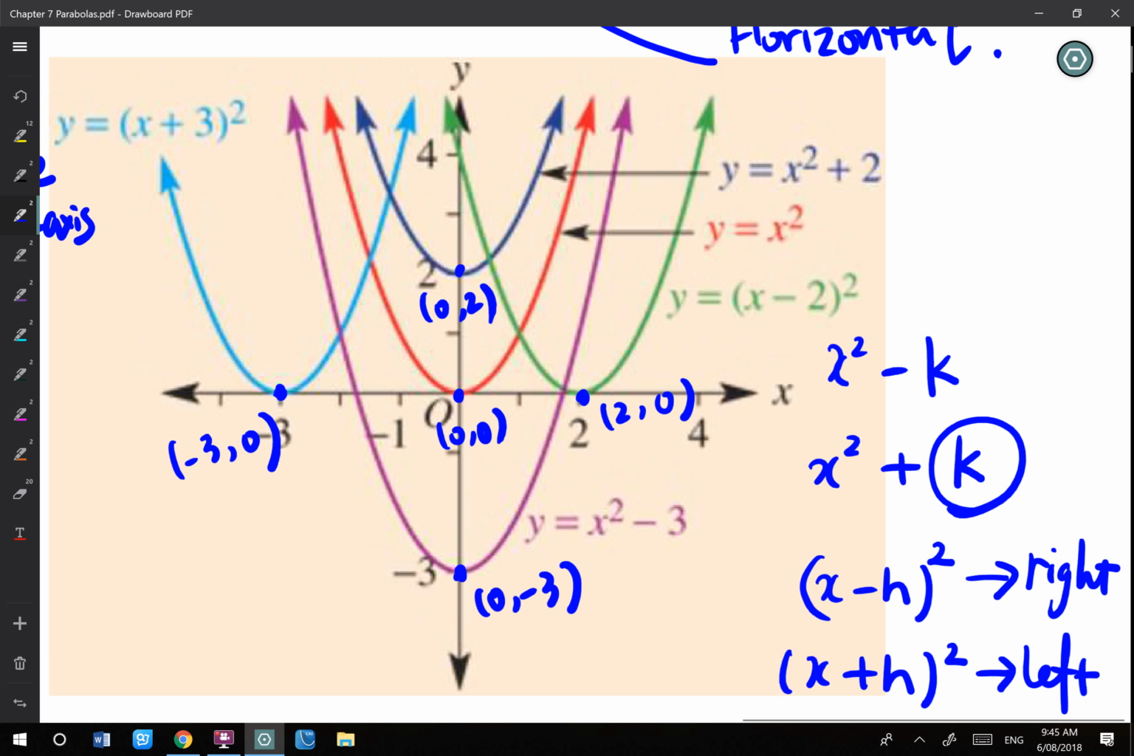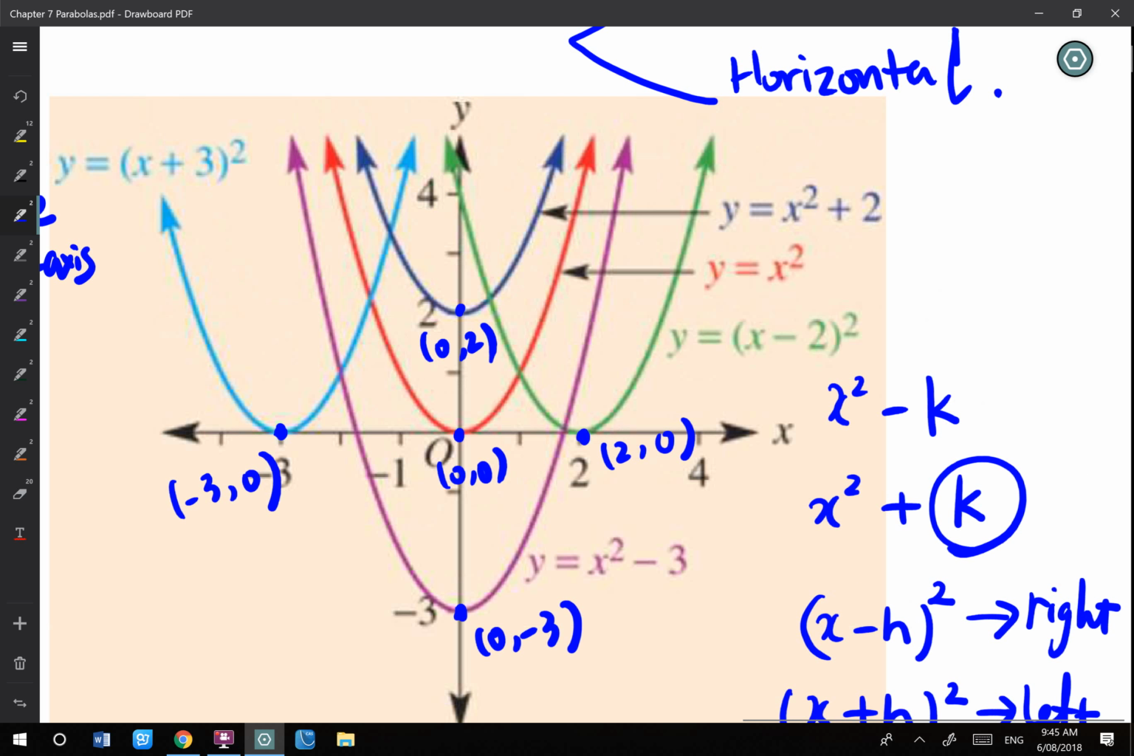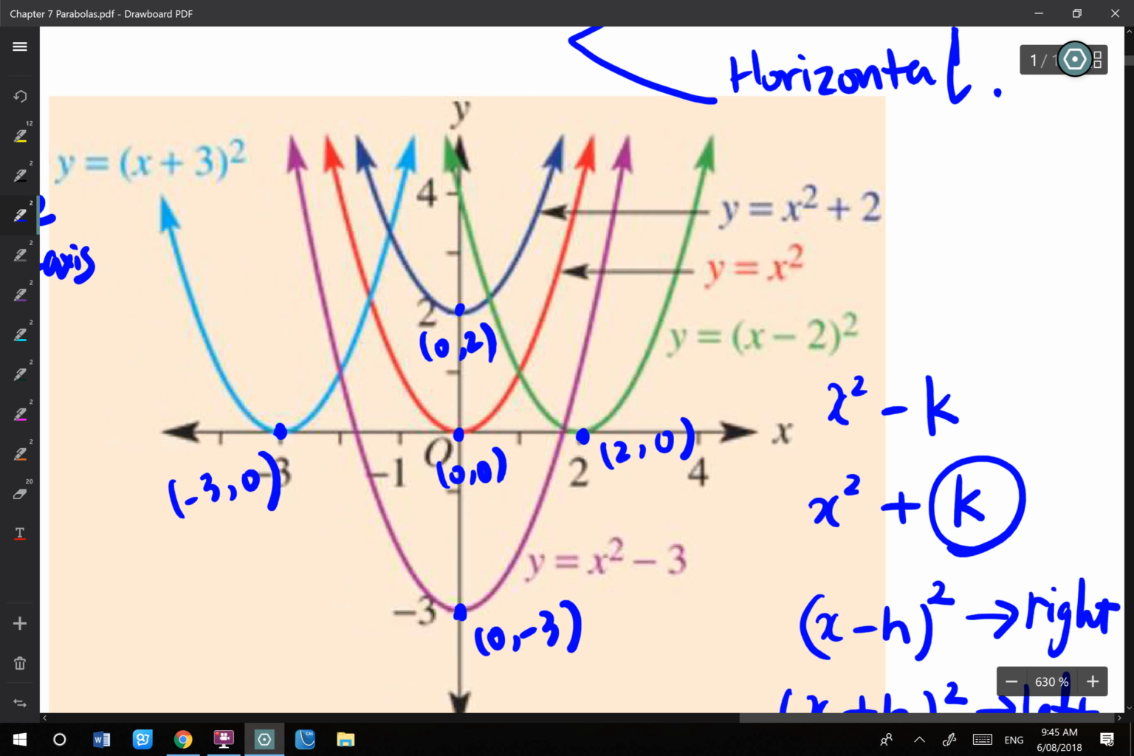So if you subtract, you move to the right. If you add within the square, you move to the left. But if you're adding after the square, it is moving up. If you're subtracting after the square, it is moving down. So this is a downward movement and this is an upward movement.